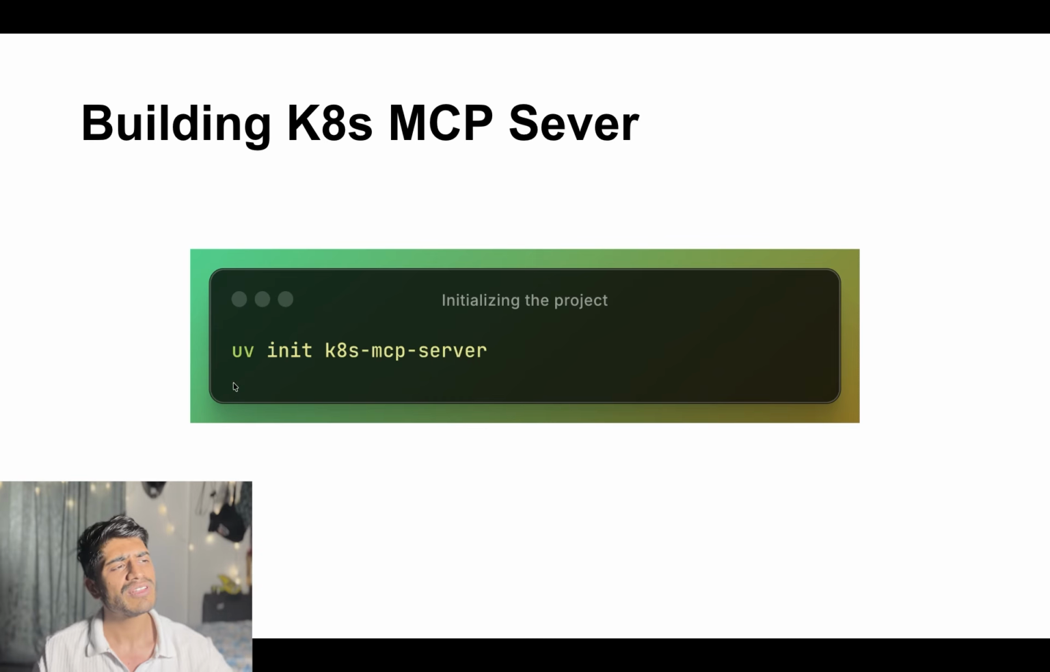So the very first step that we have to do is initialize the project, and this is going to create the scaffolding for our project. Here I'm saying uv init k8s-mcp-server, and this is going to create a directory for me, and this directory is going to have a few files, especially the dependency file, and nothing else, right?